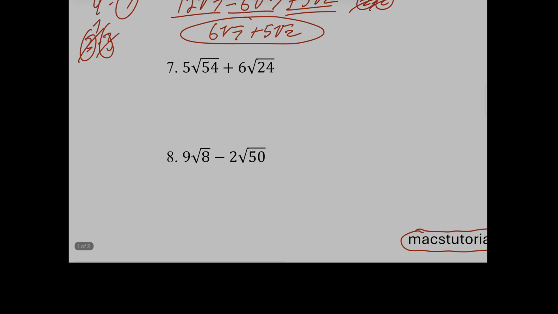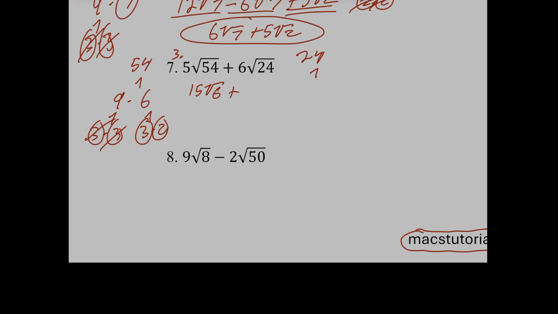Oh, man, they are really making us work, aren't they? Okay, so let's break down 54. That can become just a 9 times 6. That's a 3 times 3. And this is a 3 times 2. So there's my pair of 3s. So I'm going to pull out a 3, but I'm going to be left with a 6. So I'm going to get 15 root 6 plus.